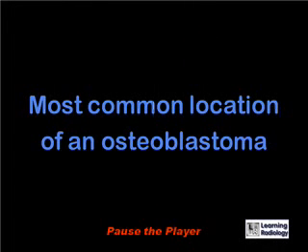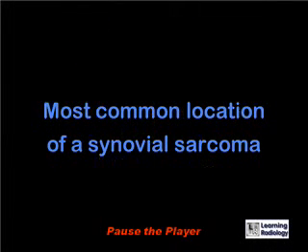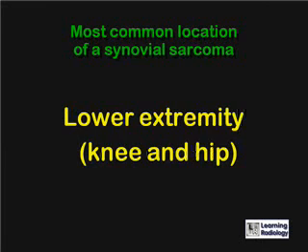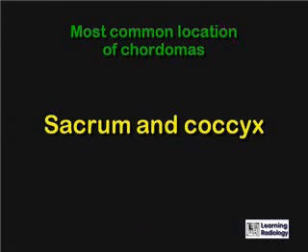What is the most common location of an osteoblastoma? The posterior elements of the vertebral bodies, the lamina and the pedicles. What is the most common location of a synovial sarcoma, synovioma? The lower extremity, the knee or the hip. What is the most common location of a chordoma? The sacrum and coccyx.